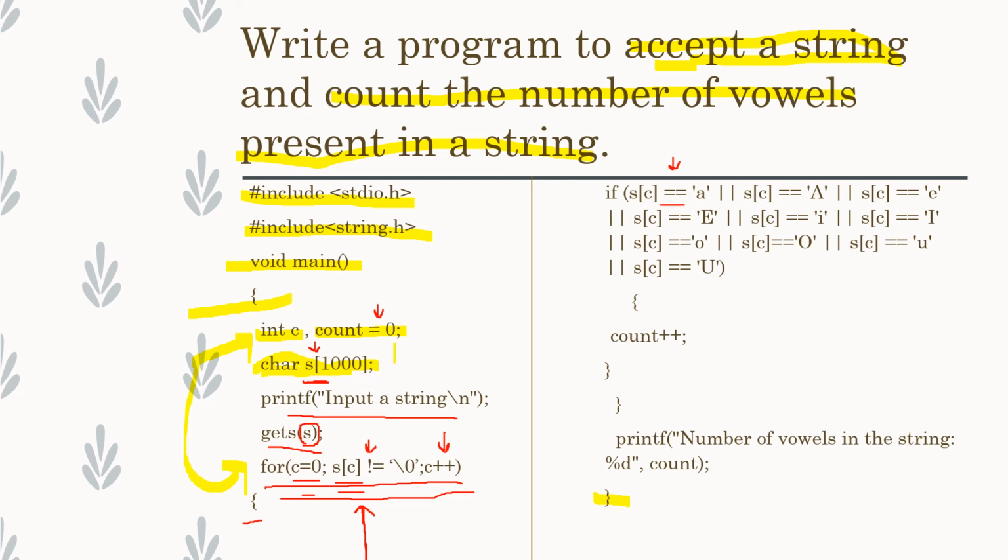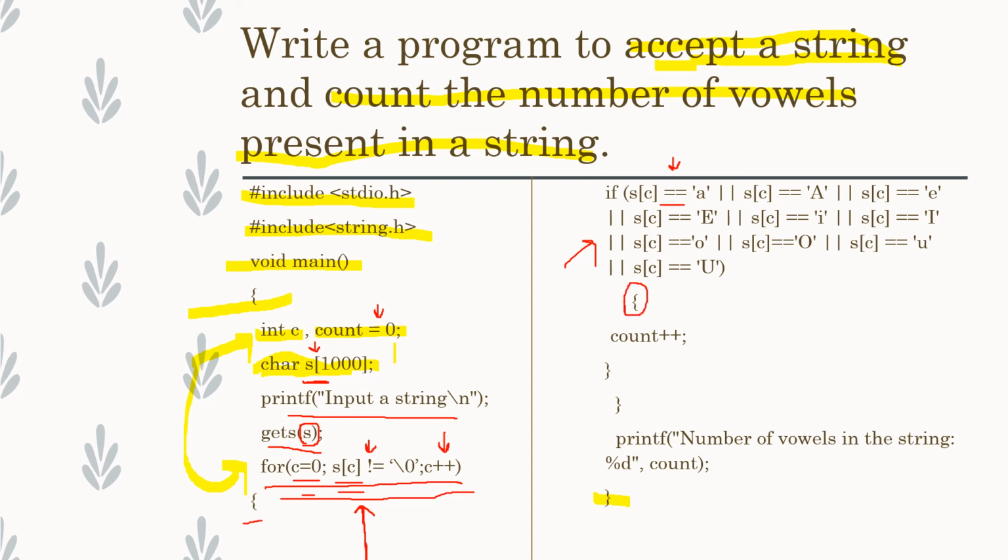Then what will happen? It will check, first of all, c is equal to 0. At that time, the condition will be checked that s of 0 not equal to null. Then only it will enter the for loop. This if condition will get checked. If s of 0 is any one of these, then what happens? You can see the braces of if here.